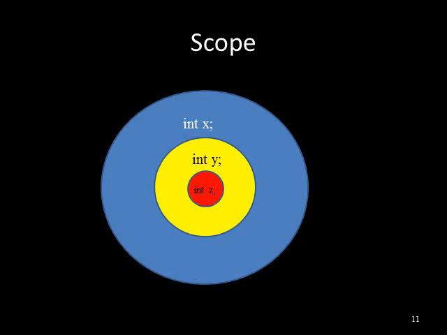Well, think of these circles as enclosing blocks of code, nested. Okay? Well, the red block of code can see and use X, Y, and Z, while the yellow block of code can see X and Y, but it can't see Z. And the blue block of code can see and use only X. It can't see or use Y and Z.